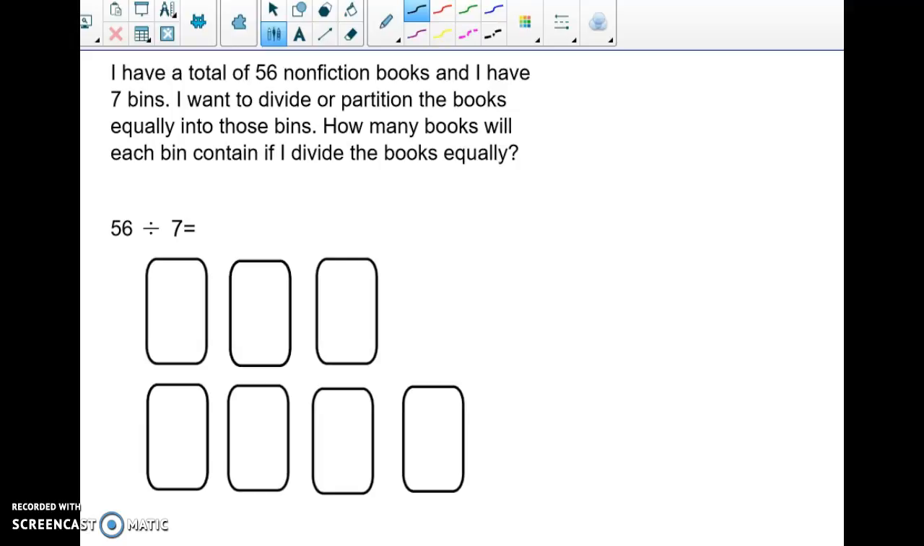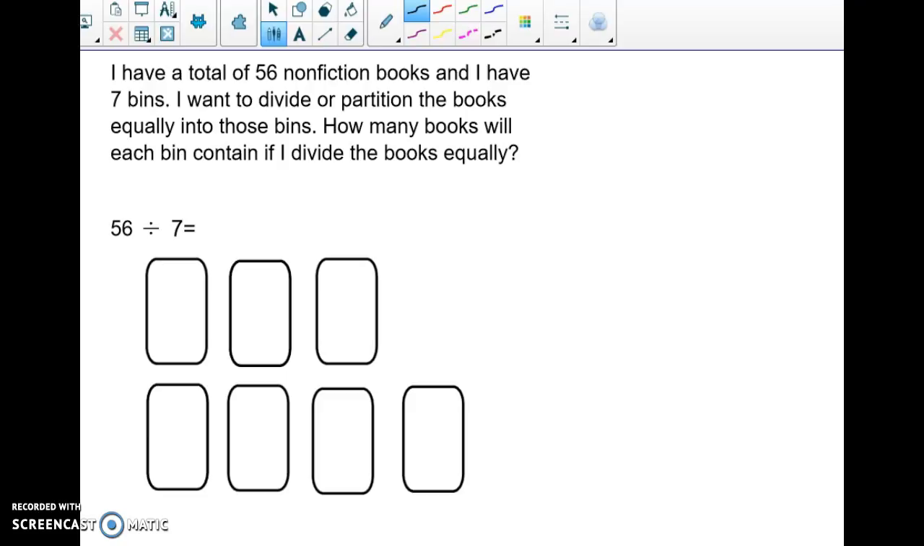I have a total of 56 nonfiction books, and I have 7 bins. I want to divide or partition the books equally into those bins. Partition's a really important word. When I say partition, I mean when you distribute something or pass something out. So how many books will each bin contain if I divide the books equally?